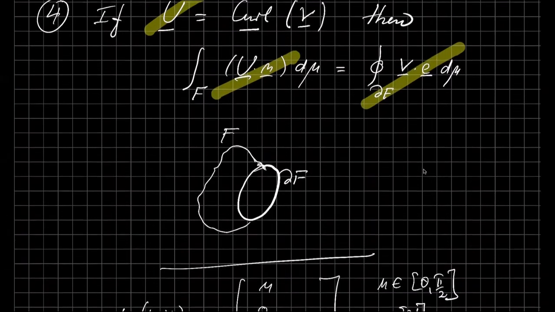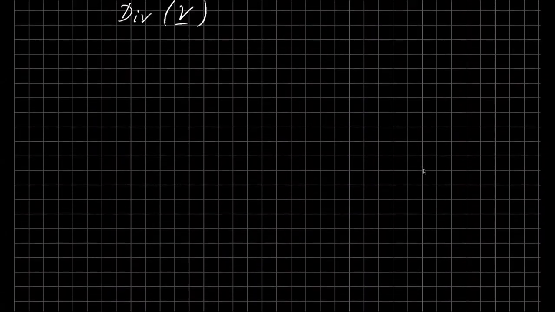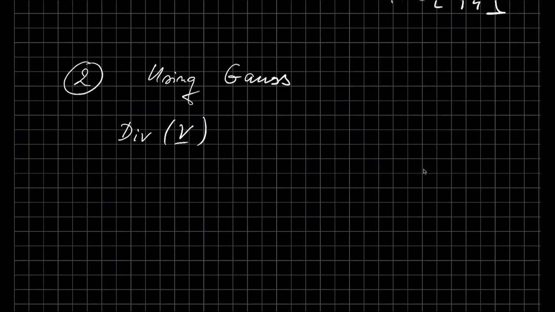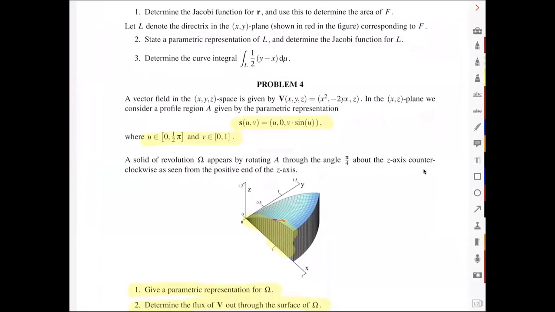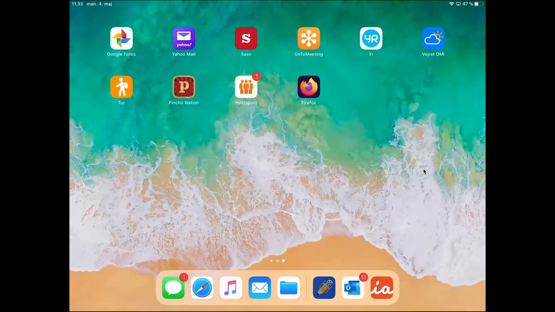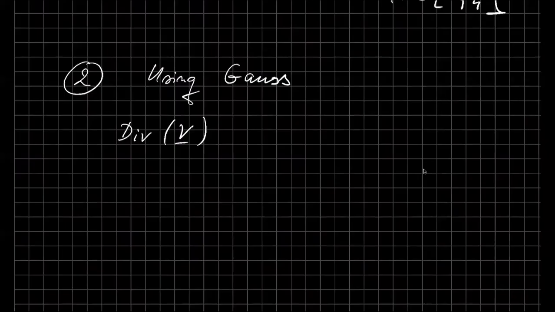Let me just go back. I don't think I have included the vector field yet. You see the vector field is given here. So it is x squared, minus 2yx, and then z. I write here V is x squared minus 2yx and then finally z.